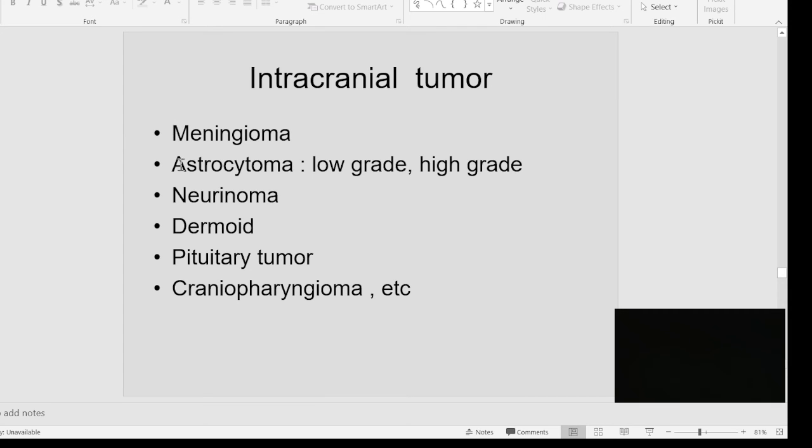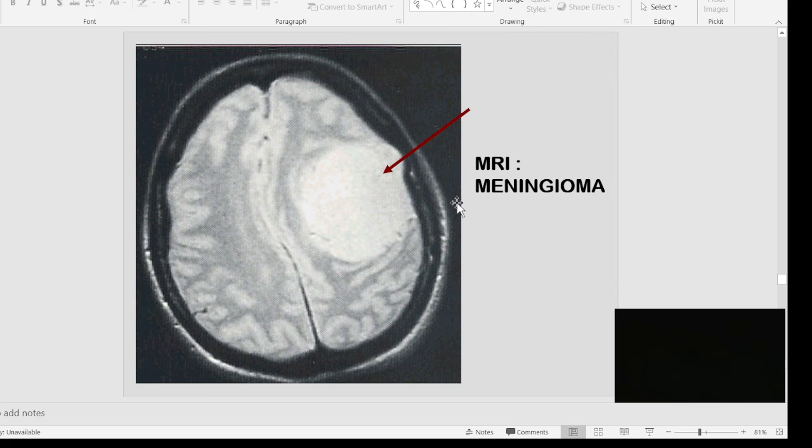So it could be a meningioma, astrocytoma, neurinoma, dermoid, pituitary tumor, or craniopharyngioma, etc. So this is an example of meningioma, tumor within the meninges. So within the meninges siya tuod, sulod siya sa meninges. Ang problema lang kay gadako siya nga nagadako. So ang brain tissue dito sa ilalim sa meninges yang i-compress mo na siya nahiwi ang utok.